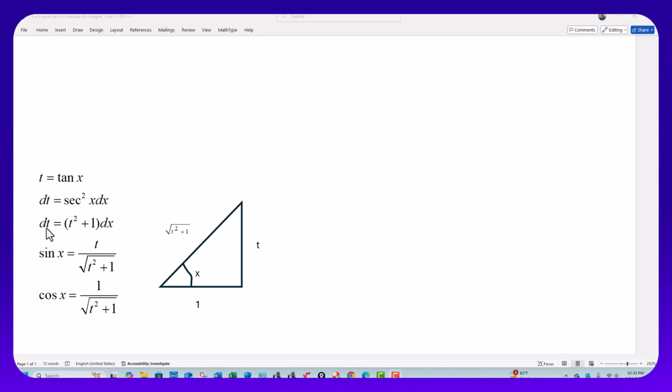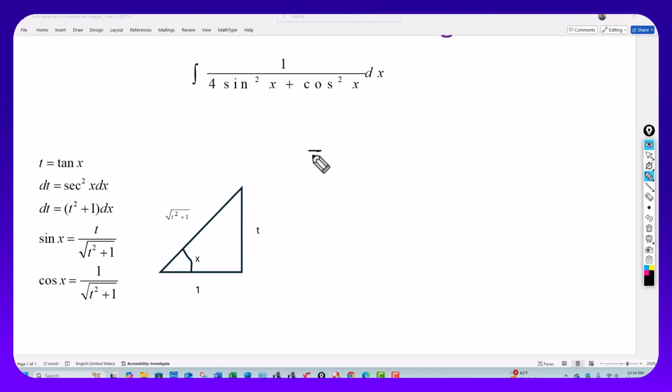So we have a dx in the integral. The dx is going to be replaced by dt over t squared plus 1. The sine squared will be replaced by this quantity squared. The cosine squared will be replaced by this quantity squared. So make a note of that. Let's start with the process here. This will be the integral, and dx will be replaced by dt over t squared plus 1.